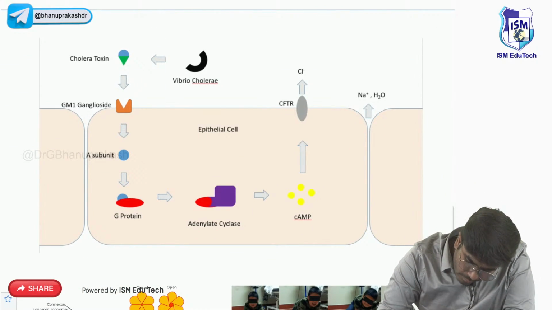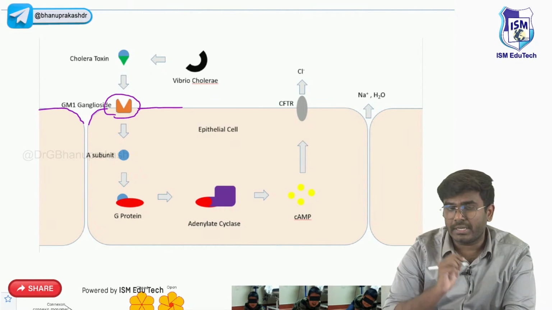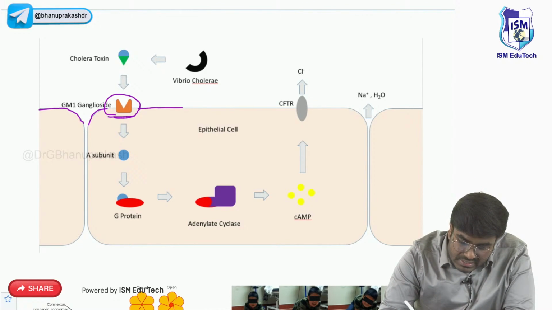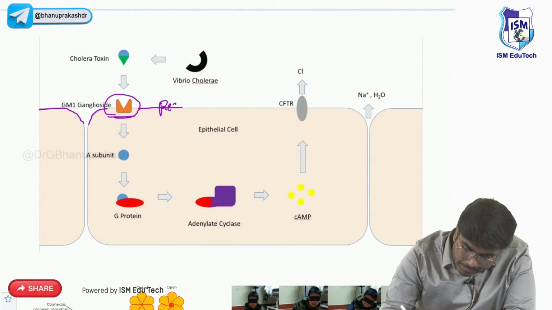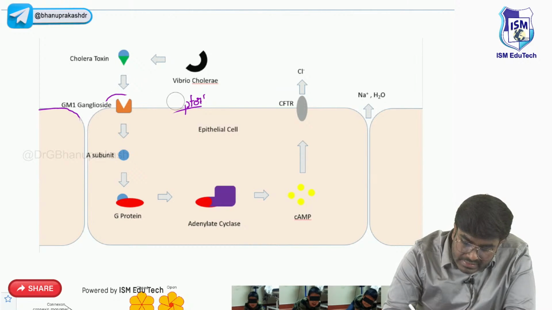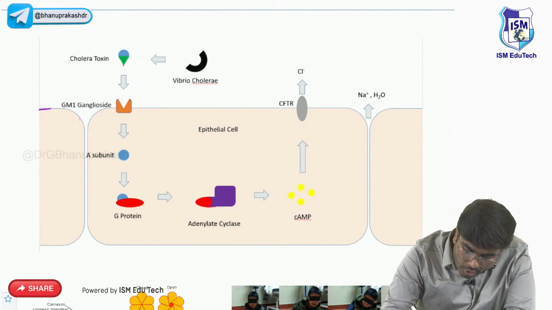See here. Are you able to appreciate this GM1 ganglioside on the cell membrane? This is the cell membrane, especially in the GIT. On the cell membrane, there is a GM1 ganglioside. Now, this GM1 ganglioside acts like a receptor. Receptor for what? Guys, it's acting like a receptor for the cholera toxin.